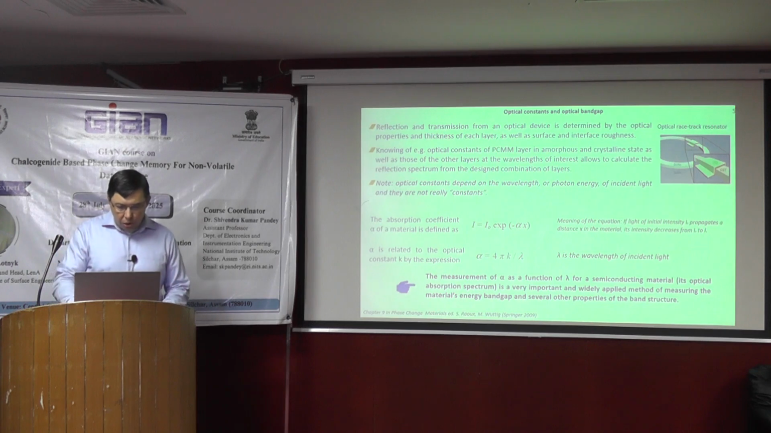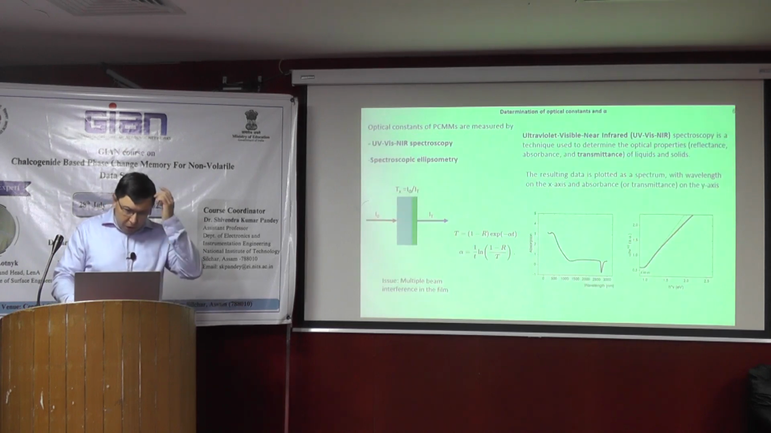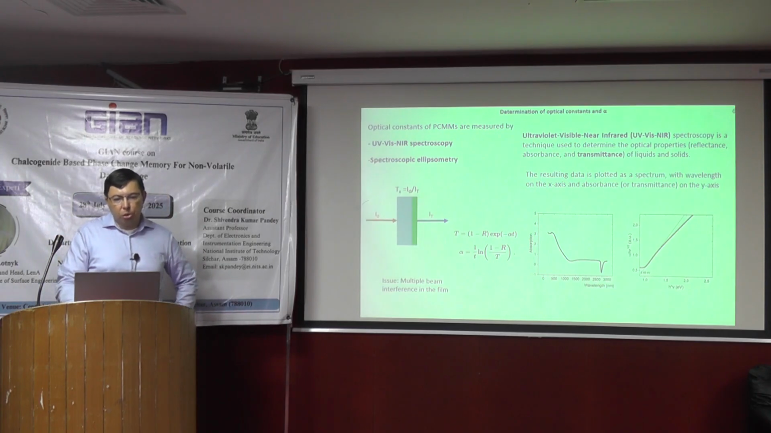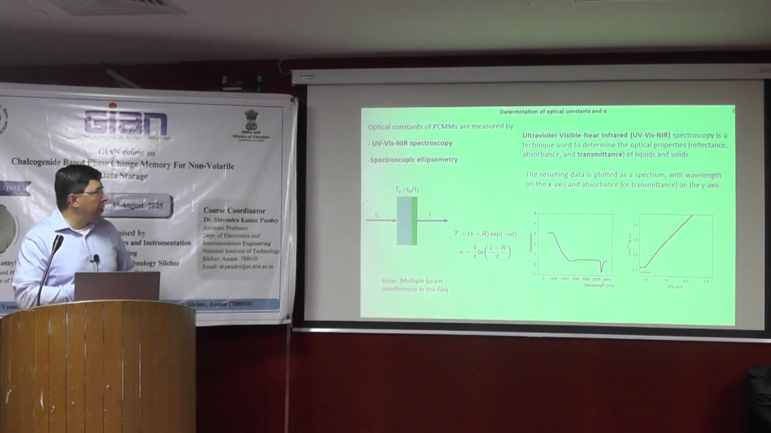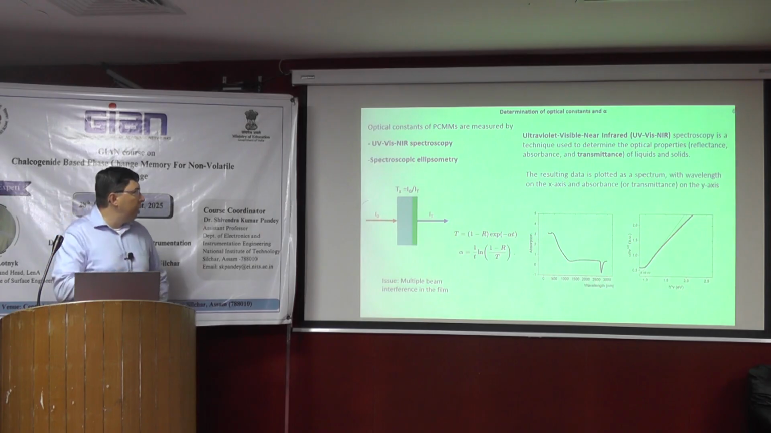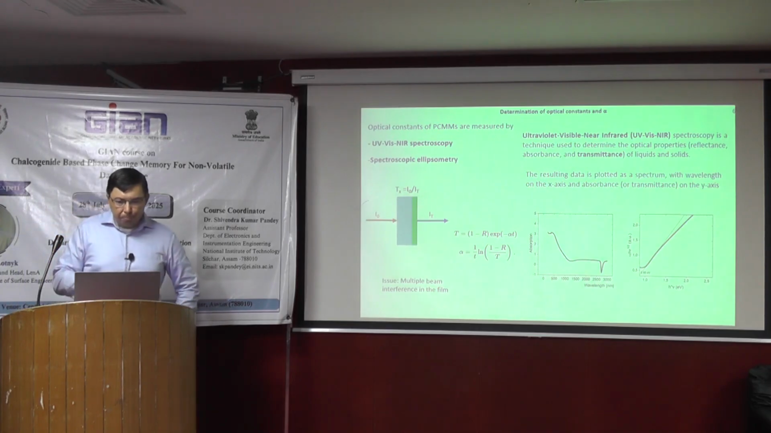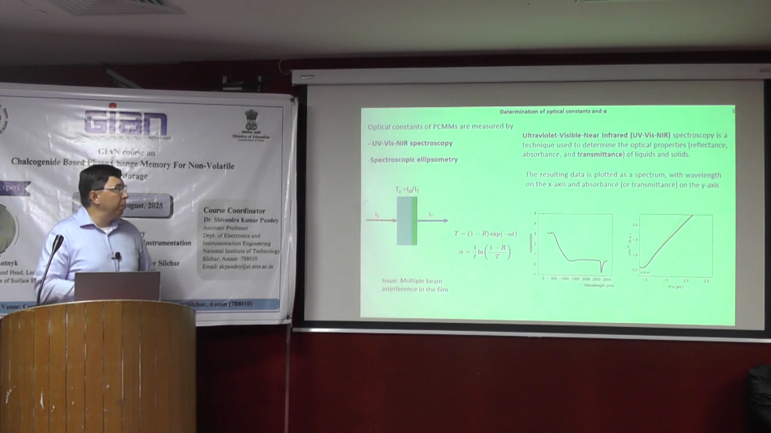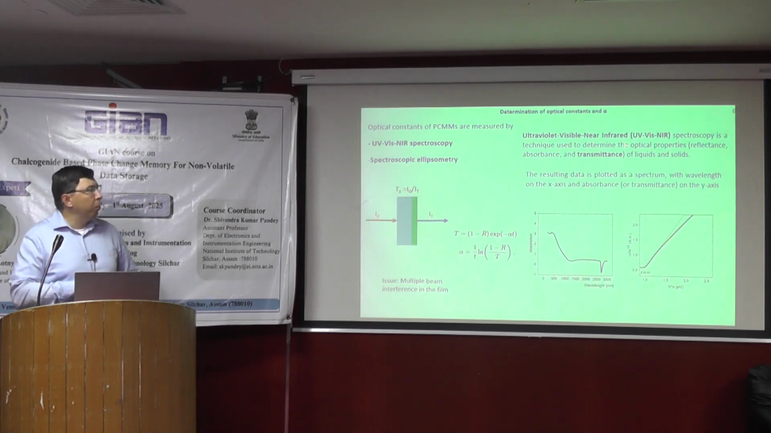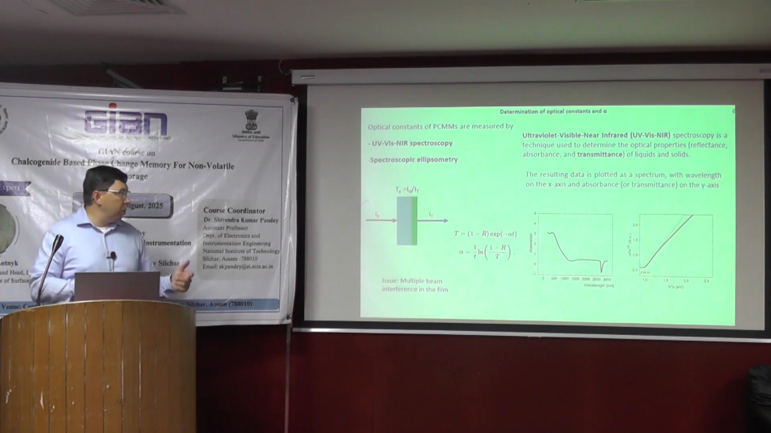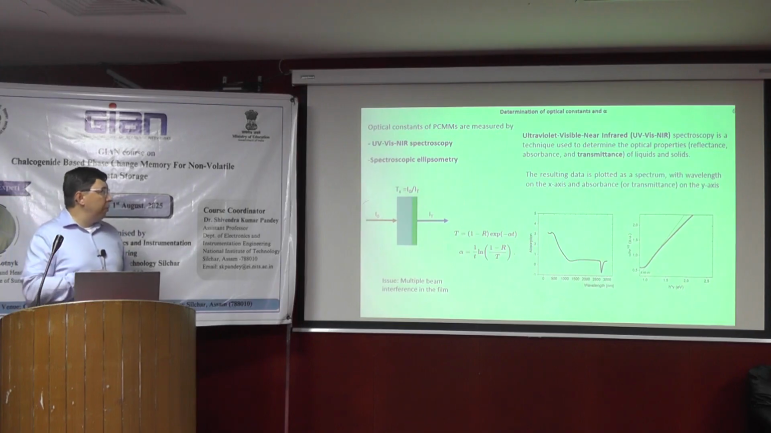So now let us consider how to measure this absorption coefficient. There are two famous techniques to do it. One is UV-Vis-NIR spectroscopy, which is ultraviolet visible near infrared spectroscopy. And second is spectroscopic ellipsometry. UV-Vis-NIR spectroscopy is a technique used to determine optical properties like reflectance, absorbance, and transmittance of liquids and also solids. It is a very simple technique.